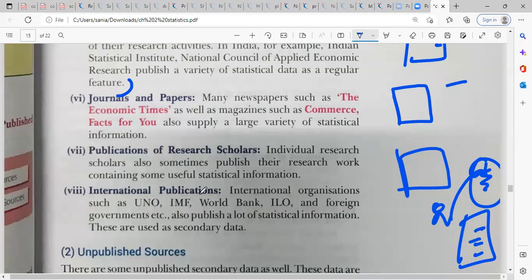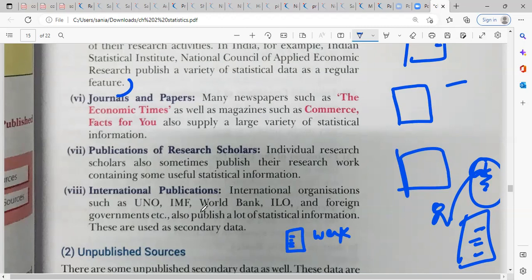Then international publications. International organizations such as UNO, IMF, World Bank, ILO, and foreign governments also publish a lot of statistical information. They are used as secondary sources. International organization means like the World Bank. The World Bank basically gives money to everyone, so it presents data related to funds.